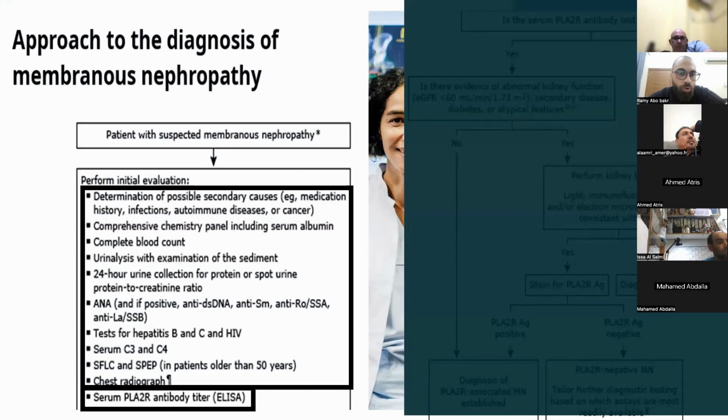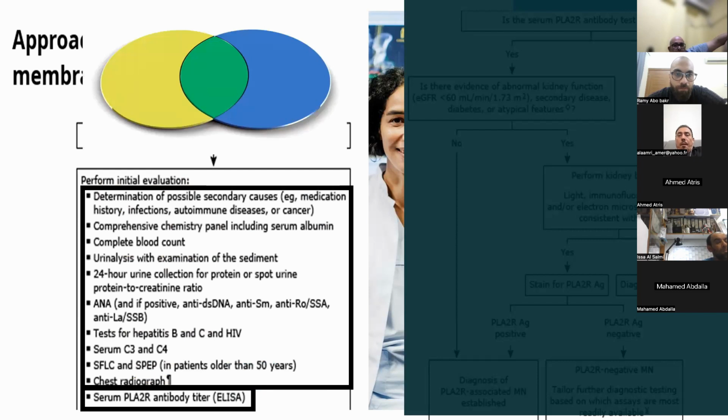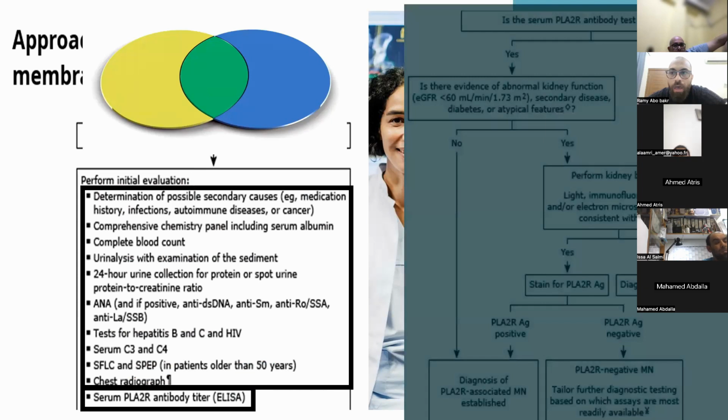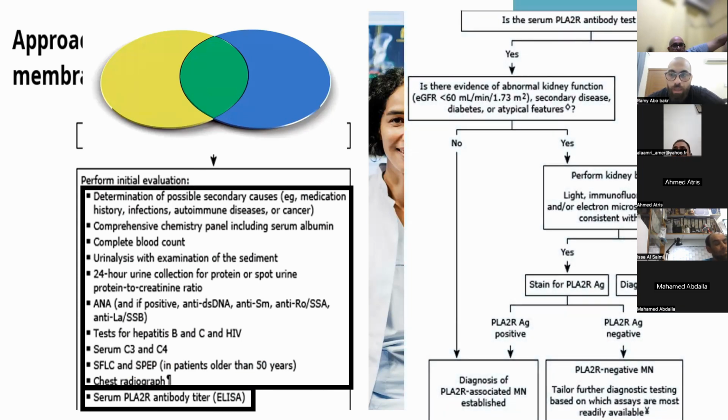You have to exclude all the secondary causes, like you have to do ANA, screening for hepatitis B, hepatitis C, HIV, complement system, serum electrophoresis, and serum immunofixation. So again, you have to exclude secondary causes, because, as we mentioned, there is cross reactivity between primary and secondary membranous.